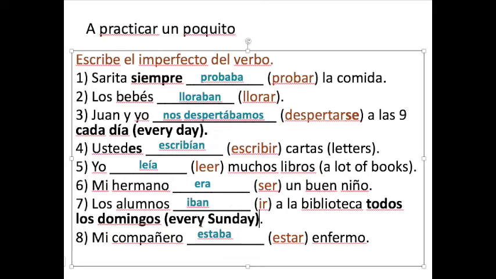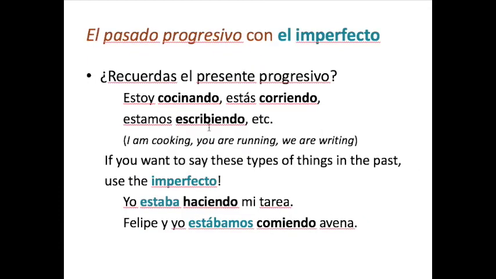Okay. So el pasado progresivo con el perfecto. This is what we talked about at the beginning of this year, the end of last year. El pasado progresivo is exactly what it sounds like. It's the progressive past, right? So, estoy cocinando, this is the present progressive. That's estar plus the gerund, what we say in English, but in Spanish we say gerundio, or the ing word, right? I am cooking, you are running, we are writing, etc.